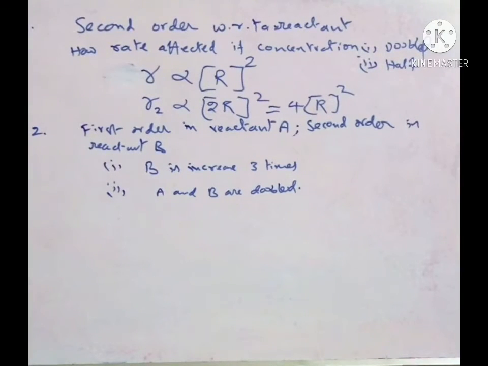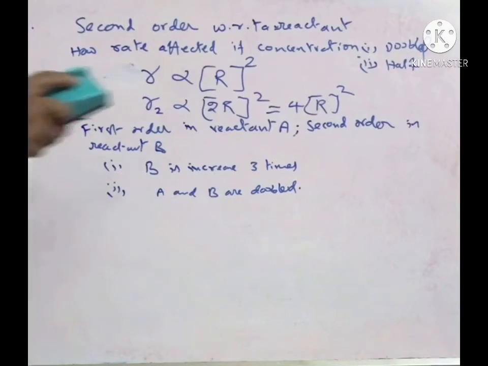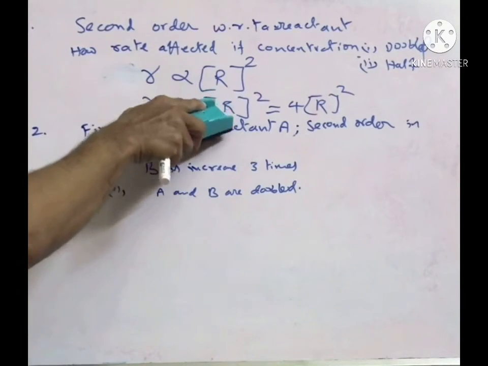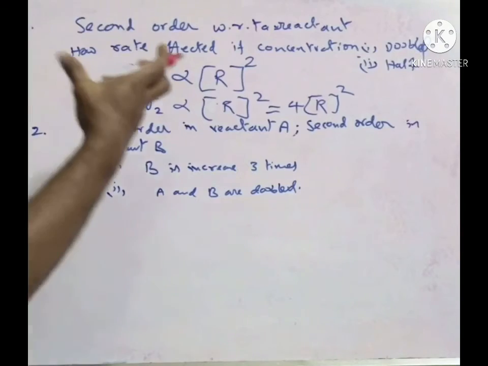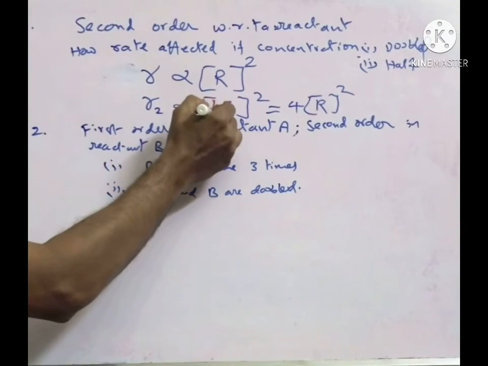If it is halved, so what will happen? This capital R becomes half of capital R, that is 1 by 2. Reduce it to half.